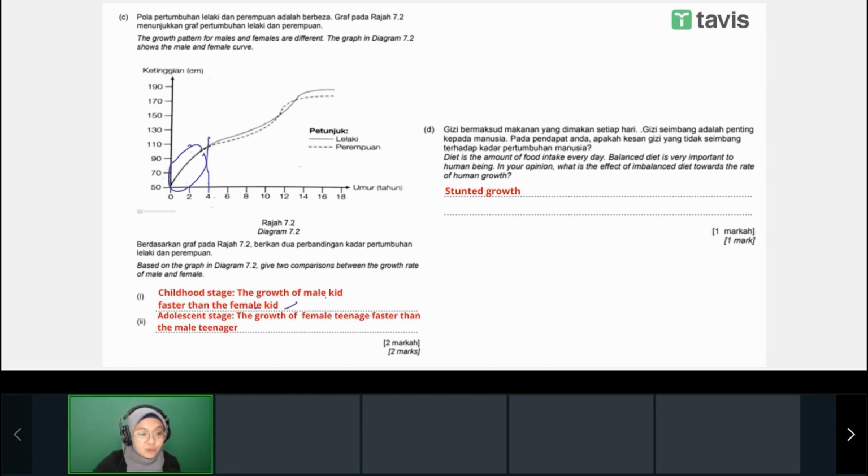Oh, this one is not the childhood. This one is the infancy stage. Infancy stage. You can write that. Okay, while at the childhood stage, what happened? The growth of a male is greater than the growth of a female. Okay, what happened during this one? Teenagers stage. During the adolescent stage, the growth of the female is greater than a male. Okay.